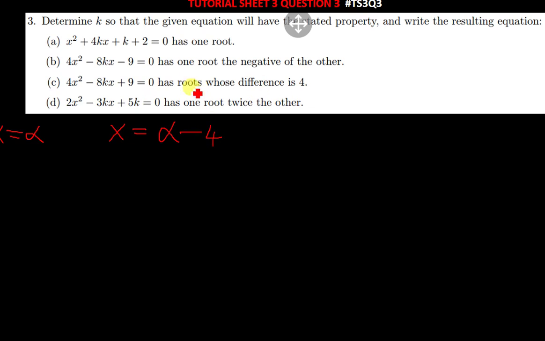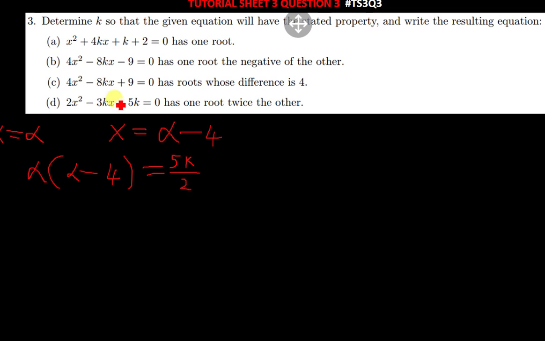And then you now begin to use, when you are multiplying two roots, alpha times beta. So in this case we're going to be multiplying alpha, this root, and that root. So alpha multiplied by alpha minus 4 will give us, when you're multiplying two roots, C over A. So our C is 5k over A, which is 2.